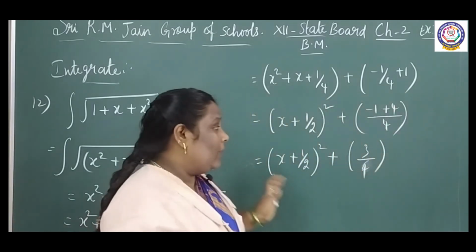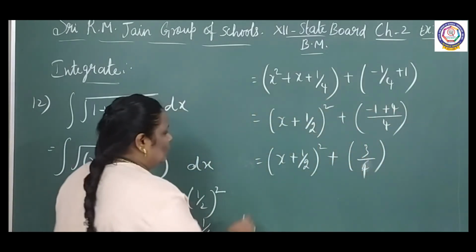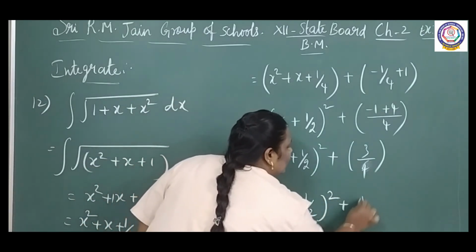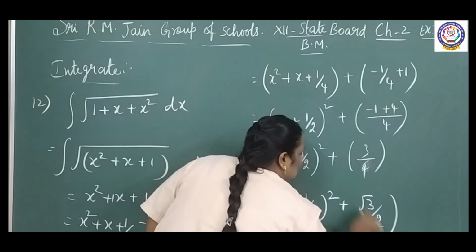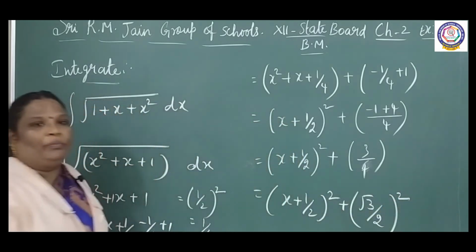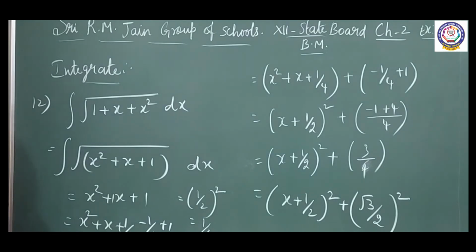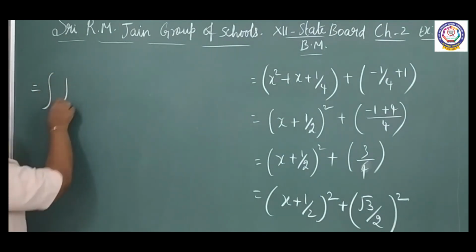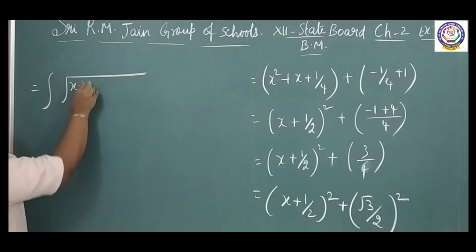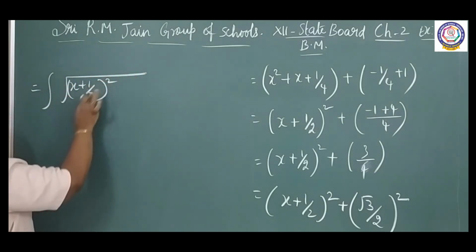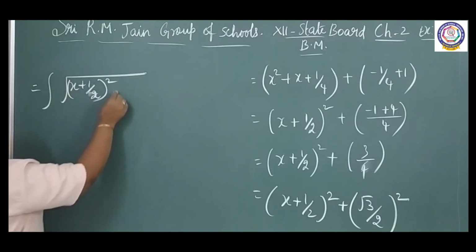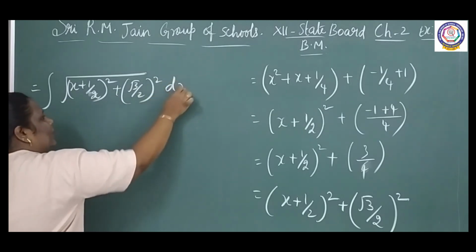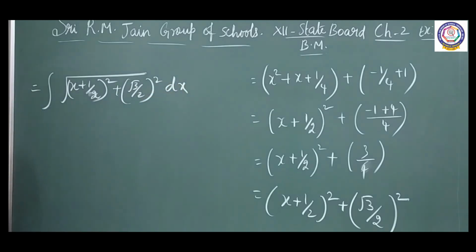So I want the term x square plus a square. So I change this value into x plus 1 by 2 the whole square plus root 3 by 2 the whole square. See, integral root of x plus 1 by 2 the whole square plus root 3 by 2 the whole square into dx. What is the formula for this?